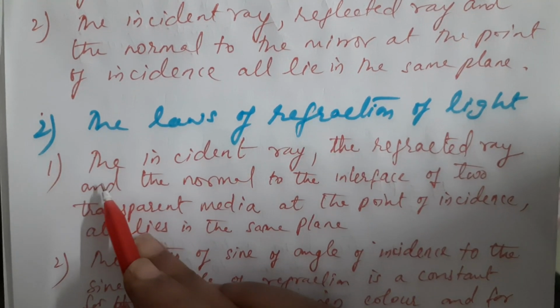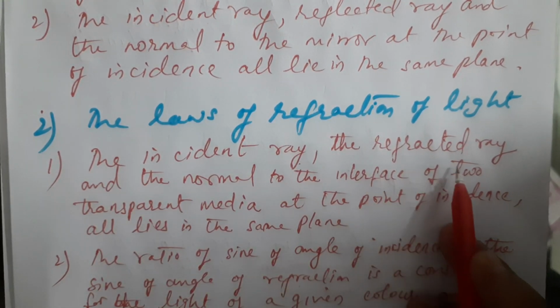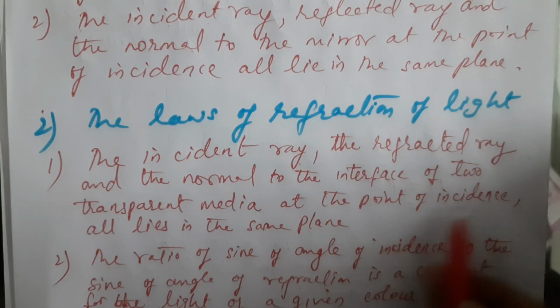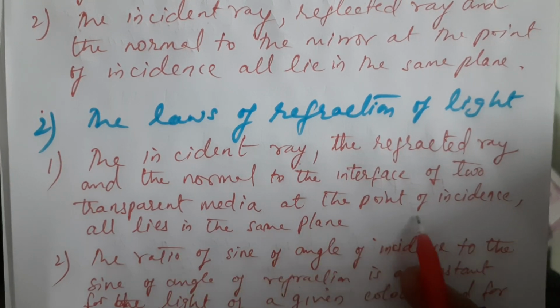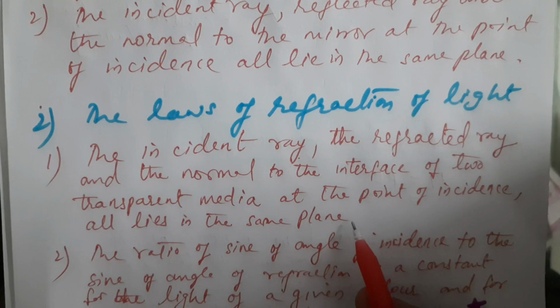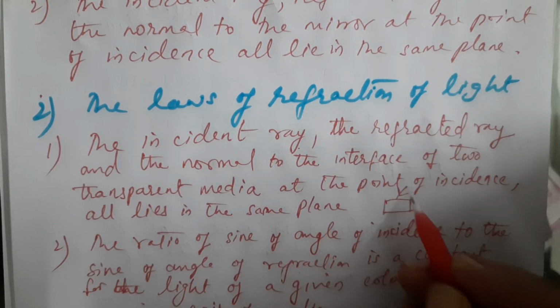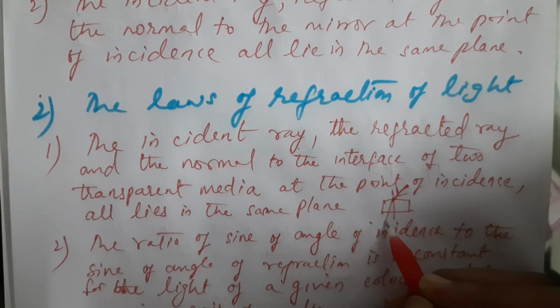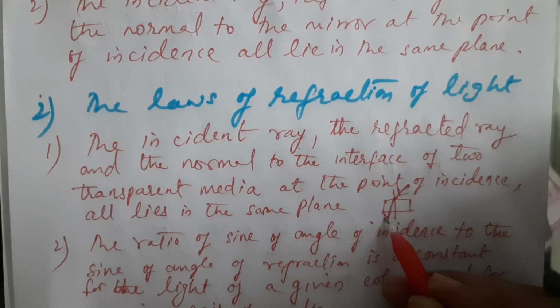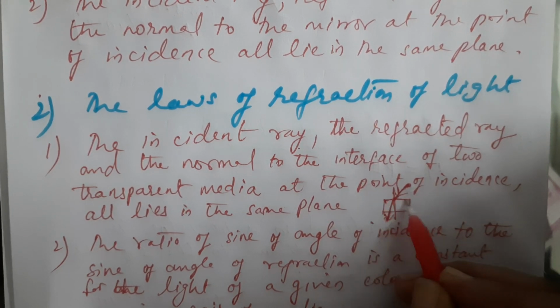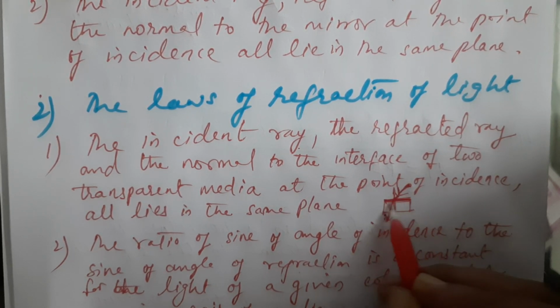The first law states the incident ray, the refracted ray and the normal to the interface of two transparent media at the point of incidence all lie on the same plane. So if you remember, for refraction we need two media. One is rarer and the other is denser. When light travels from one medium to another, it will either bend towards or away. So here the incident ray, refracted ray and normal all lie at the point of interface.